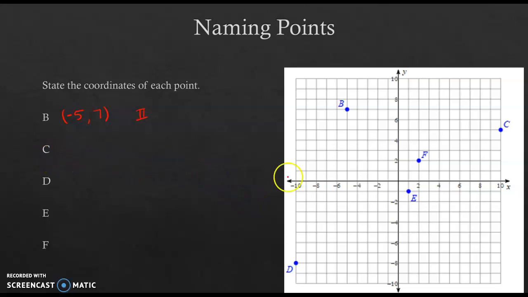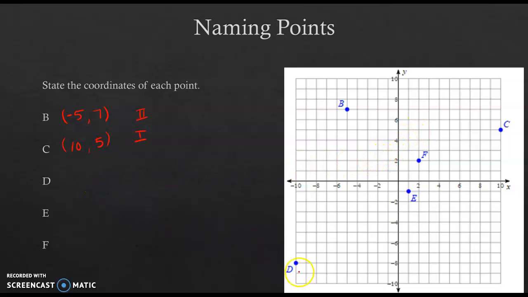All right, so point C is found in the first quadrant, which means we're going to have a positive answer. And my x value is 10. So I have 10, comma, and then my y value, come up here, my y value is between the 4 and the 6, which means 5. So we have 10, comma 5, and like I said before, we are in the first quadrant.